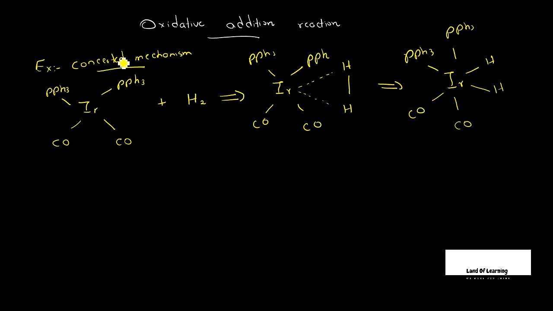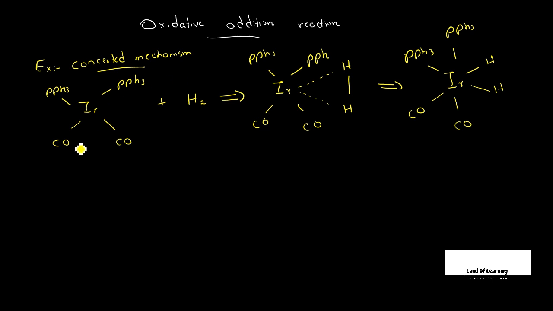If you have come across the term concerted before, you will know what it means, right? Concerted means simultaneously. So this is a one step reaction, because when the iridium, our metal center, binds to the hydrogen, simultaneously the hydrogen will break its own bond. When this bond is forming, this bond will be broken. So this is called the concerted type mechanism. The bond breaking and forming happen simultaneously at the same time.